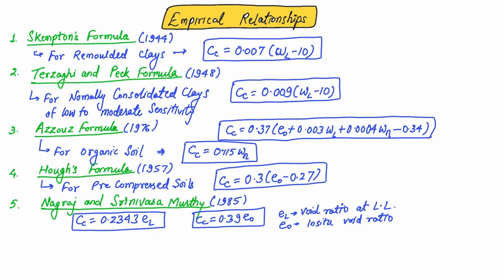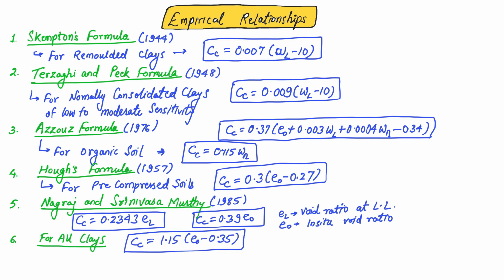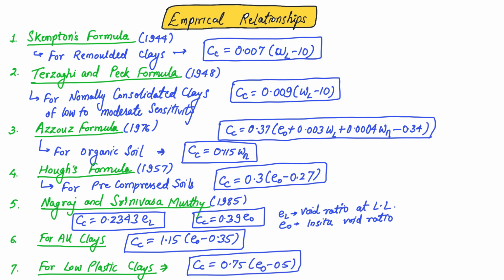Another common formula for all types of clays is given as 1.15 into e naught minus 0.35, whereas for low plastic clays, the formula for Cc is 0.75 into e naught minus 0.5. See, here there are various formulae, and which formula will be adopted in your field or in your question will depend upon what type of soil you have. So you need to list out all these formulae and apply whatever is suitable for your case.